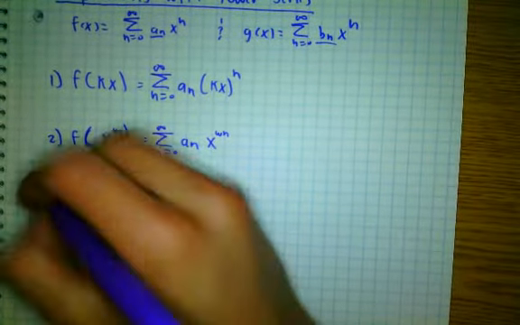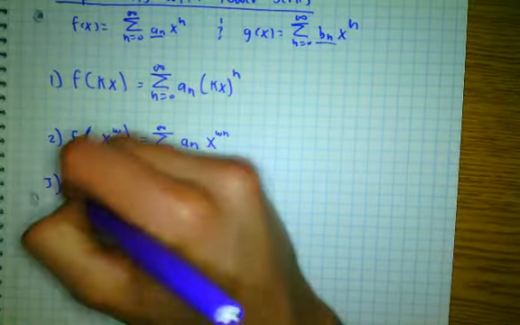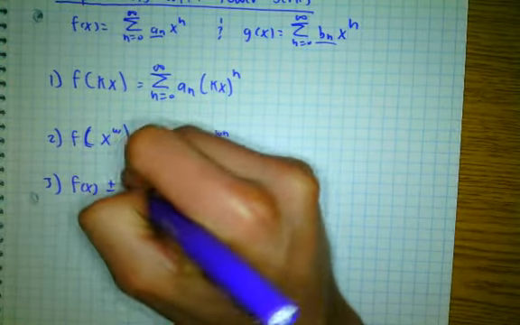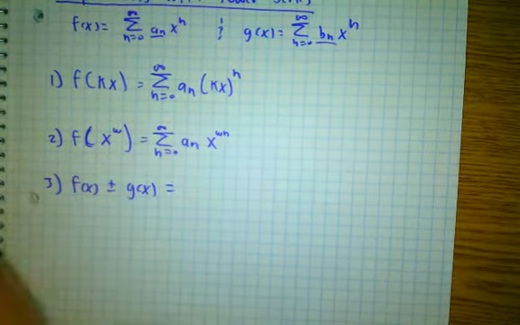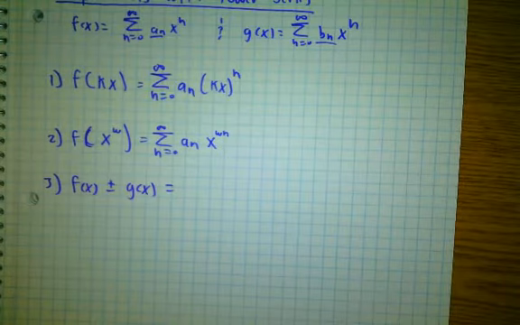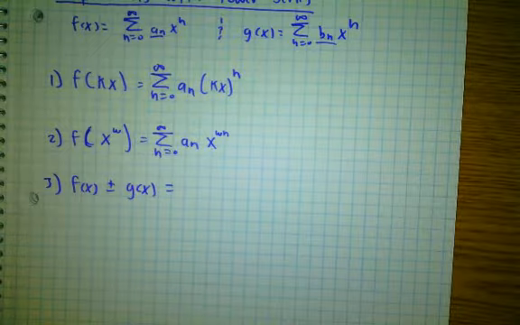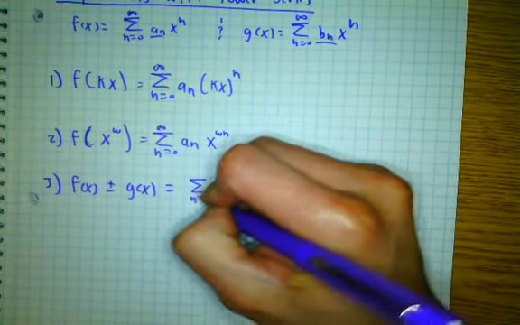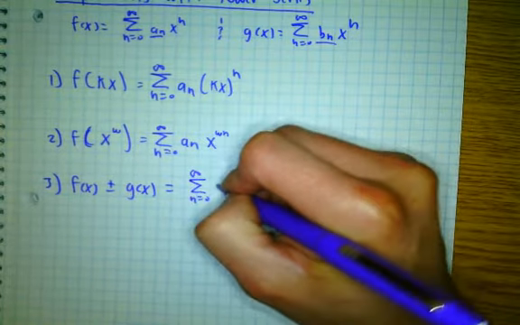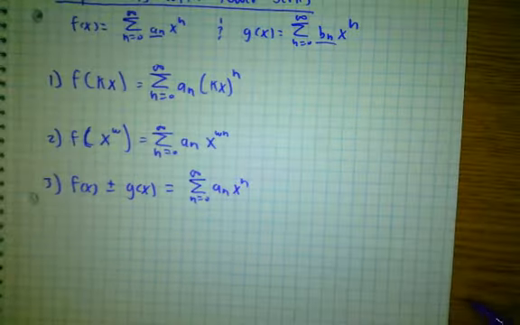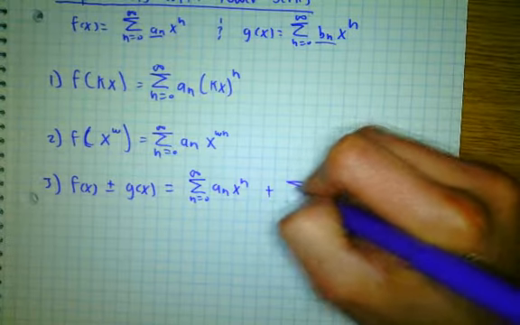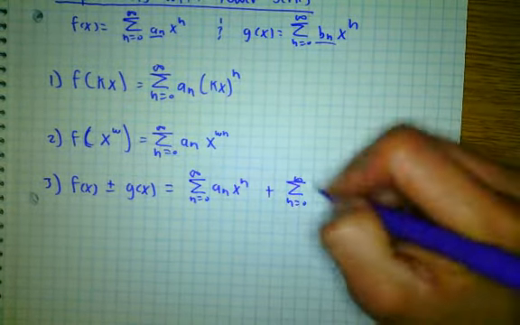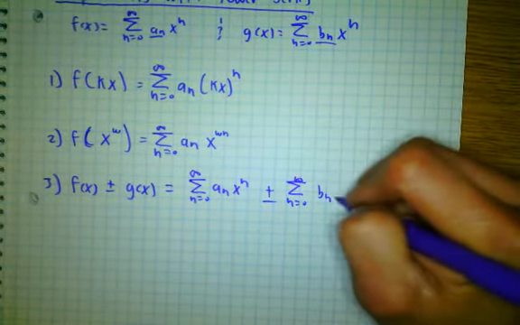Last one. What if you simply have something like this? f of x plus or minus g of x. What is it telling you to do? Add or subtract the two functions. Well, isn't this what you have? So f of x, according to what you got up there, is represented by that. And then g of x is represented by, plus or minus, sorry, that.